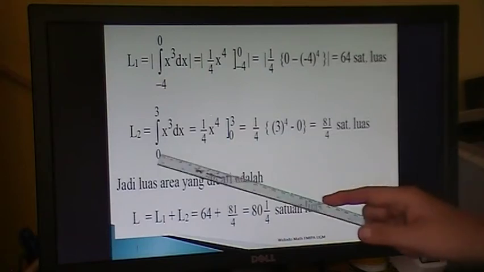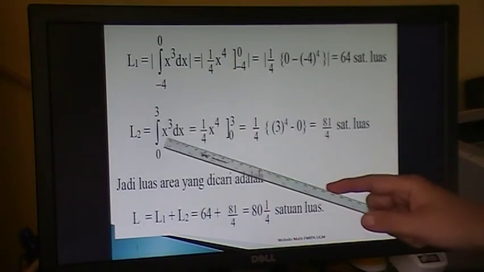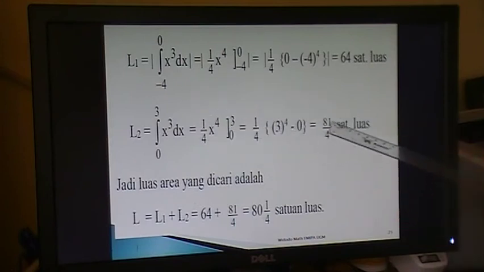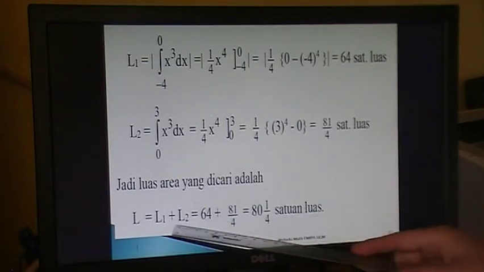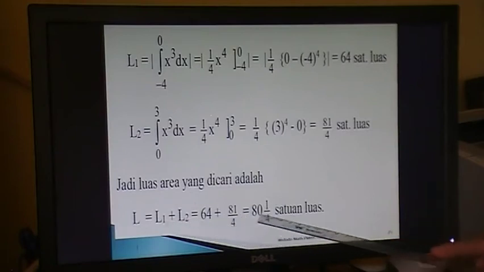On the other hand, L2 is equal to the integral between 0 and 3 of x to the power of 3. In the same way, we have 81 divided by 4. So altogether, the area is the first area plus the second area, which equals 81 over 4 units. I think it is very clear.